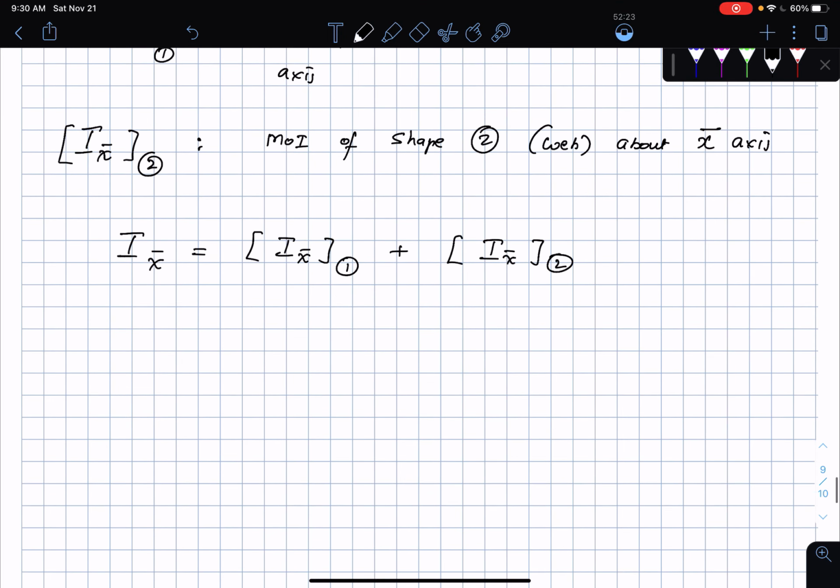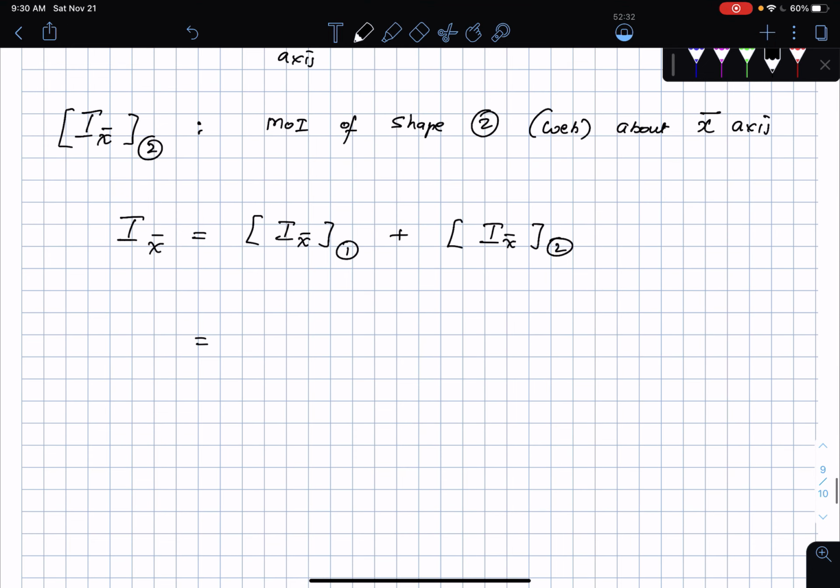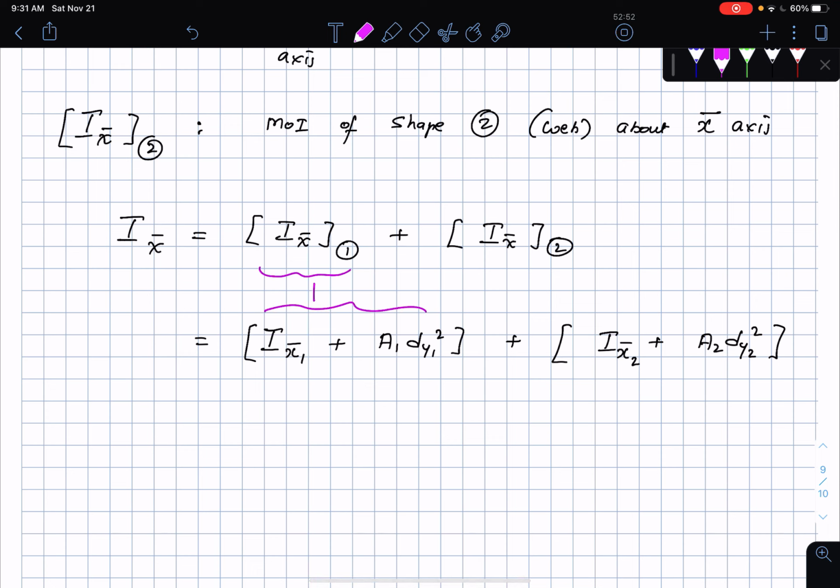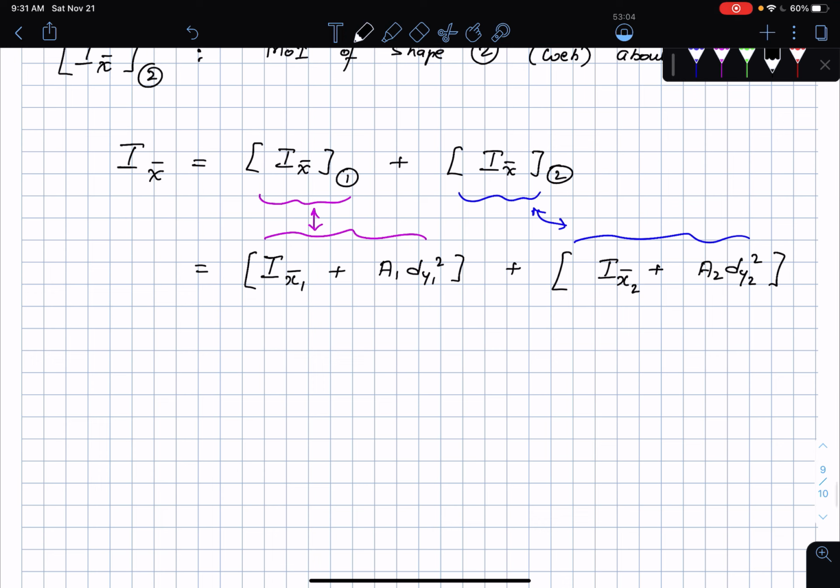Okay, then I use the parallel axis theorem because of the fact that the top flange is not coincident with the centroidal axis of the main thing. I have to say the following. So this is going to be Ix1 bar plus A1 times dy1 square plus Ix2 bar plus A2 times dy2 square. This corresponds to this, and this corresponds to this one. Okay. Then all I have to do is just substitute.